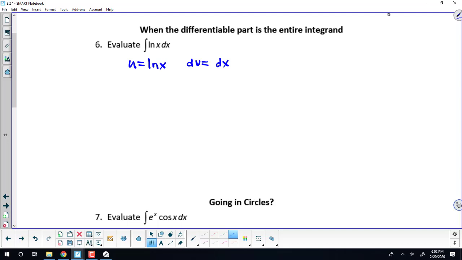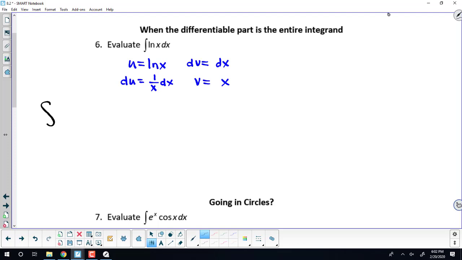Then we take the derivative of u. We get 1 over x dx. And the antiderivative of dv is x. Okay, so then we'll write it right here.